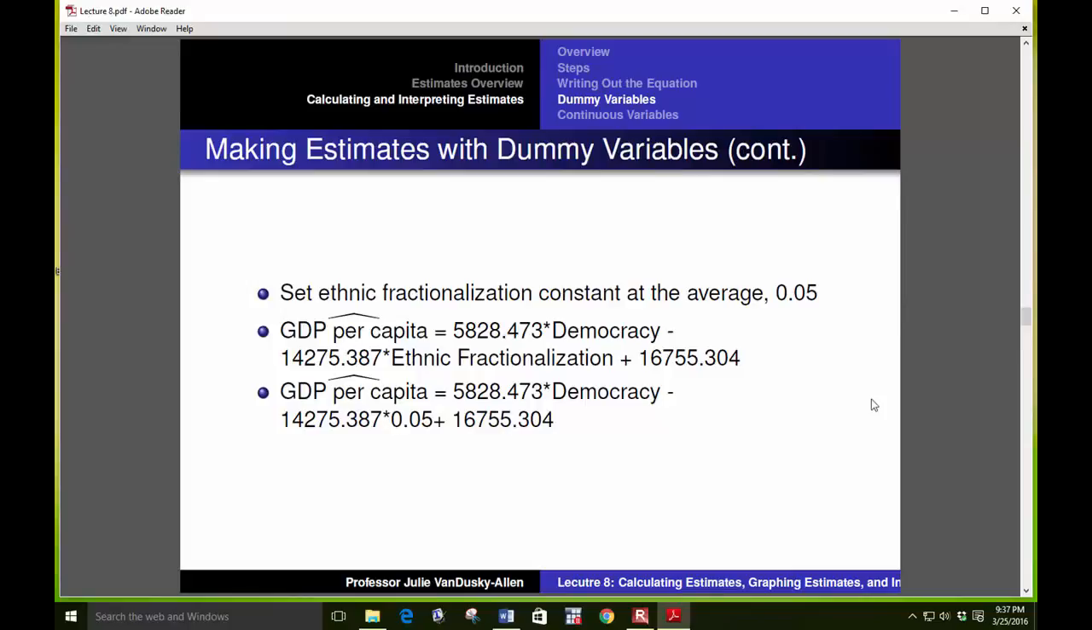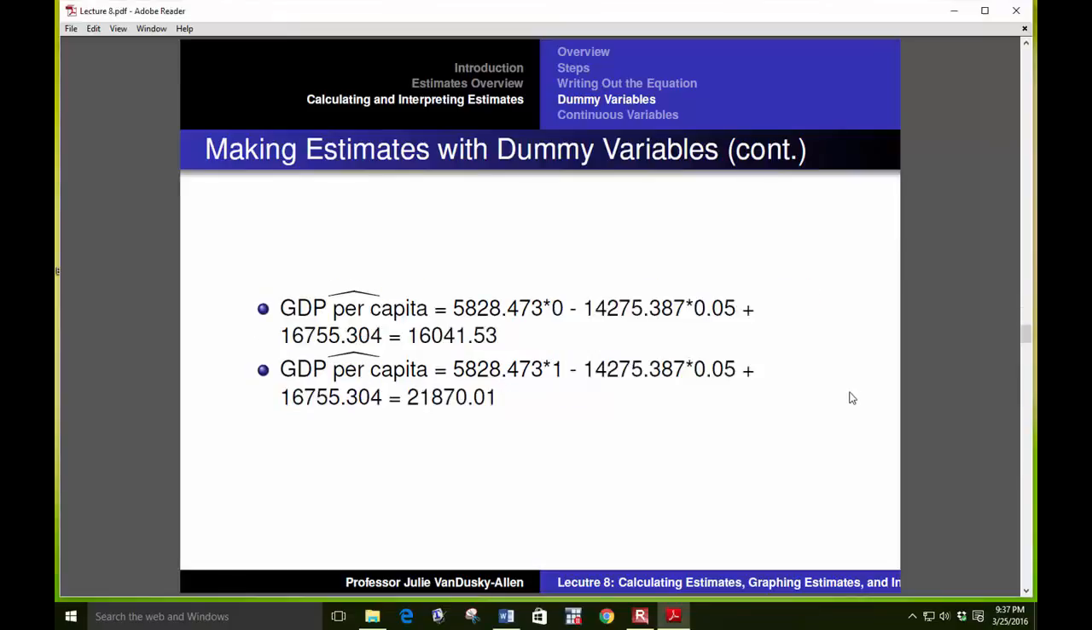So I'm going to set ethnic fractionalization constant at its average, which was 0.05. So I rewrite my equation, replacing ethnic fractionalization with 0.05. Next, I write two new equations, one where I replace democracy with a 0 and one where I replace democracy with a 1.